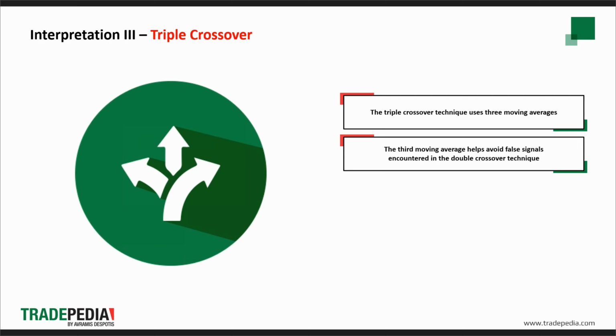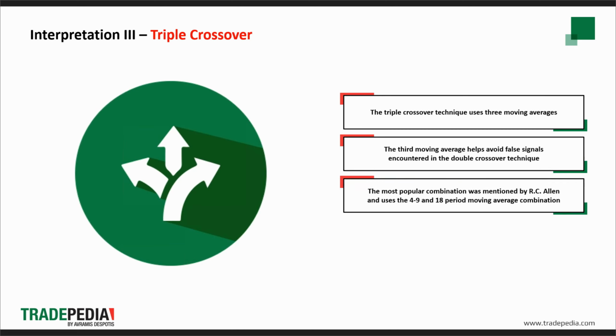It doesn't really make sense. There are a lot of false signals, and it doesn't do a good job of filtering out the noise. So the third moving average helps to avoid such false signals when you're using the double crossover. This popular combination was mentioned by R.C. Allen, and he uses the 4, 9, and 18 day moving averages. However, some traders might adjust it to 5, 10, and 20.